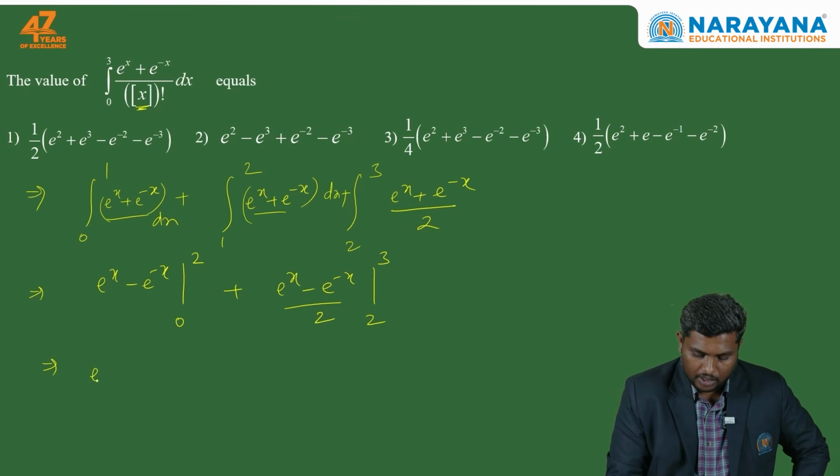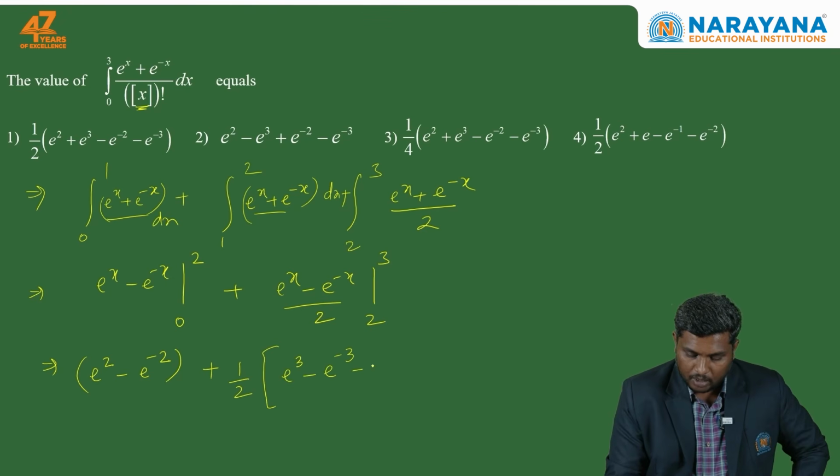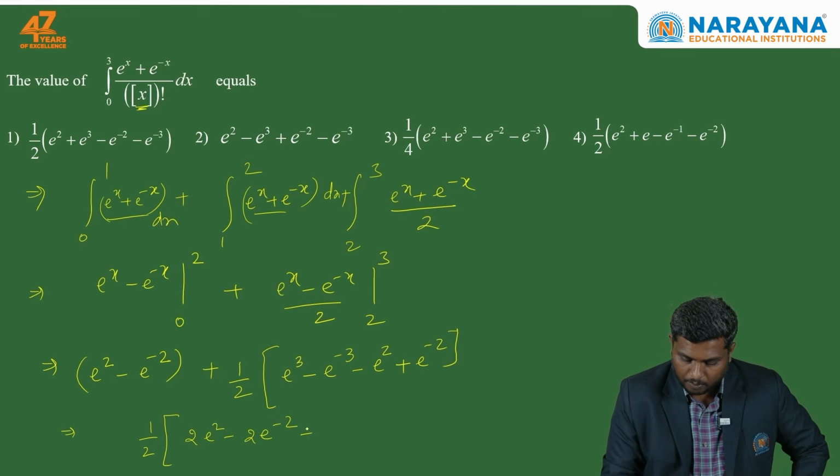So we have e square minus e power minus 2. When you put 0, e power 0 is 1, 1 minus 1 is 0. So I'm going to get this thing here, and then 1 by 2 into e power 3 minus e power minus 3 minus e power 2 plus e power minus 2. So if I combine this whole thing, I'll be getting 1 by 2 into 2 e square minus 2 e power minus 2 plus e cube minus e power minus 3 minus e square plus e power minus 2. So what would this be finally?